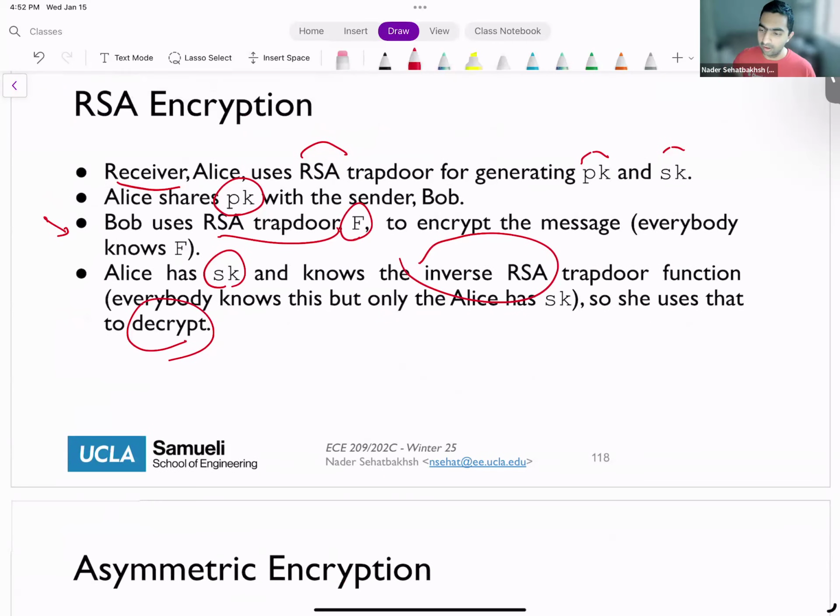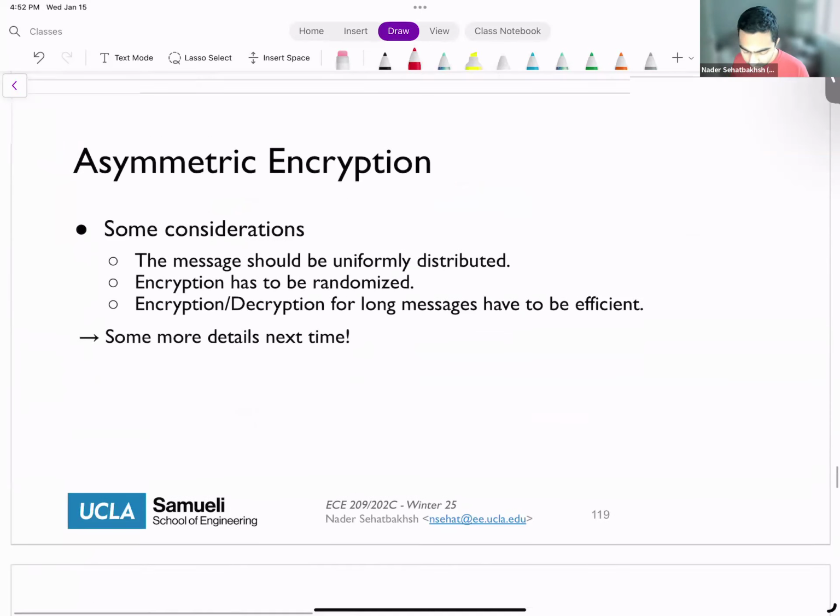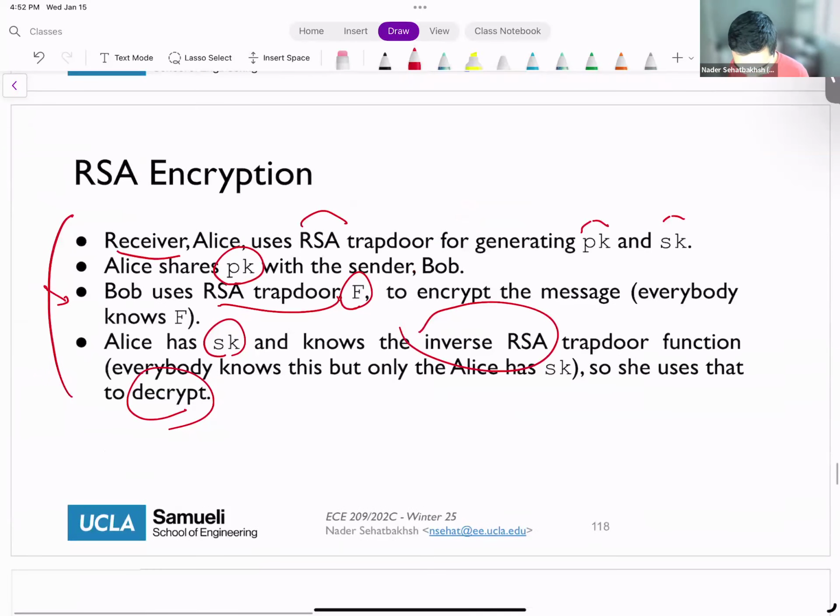We don't use RSA exactly like this, as I said. We don't use the trapdoor function directly for encrypting and decrypting. I'm going to show you the algorithm for doing a secure RSA encryption in a minute. But just the general idea is like this, okay? So why don't we do it this way?